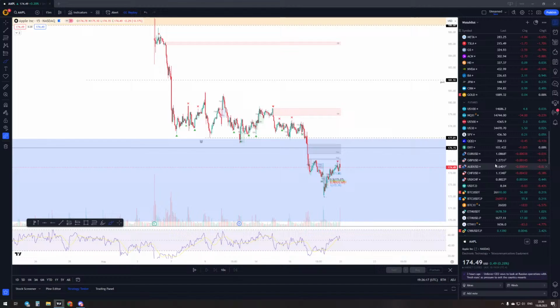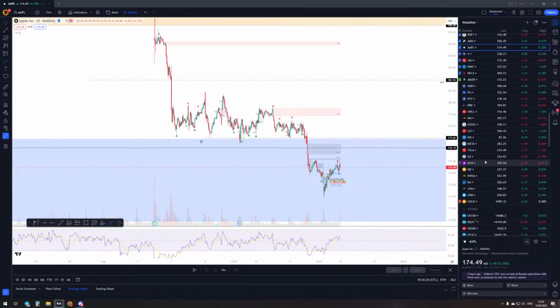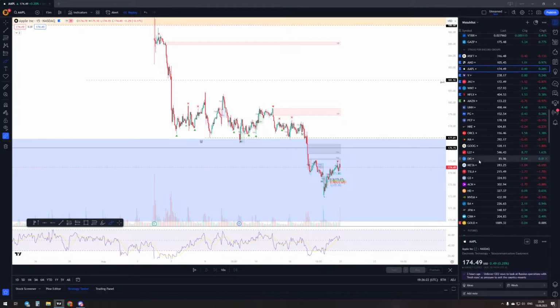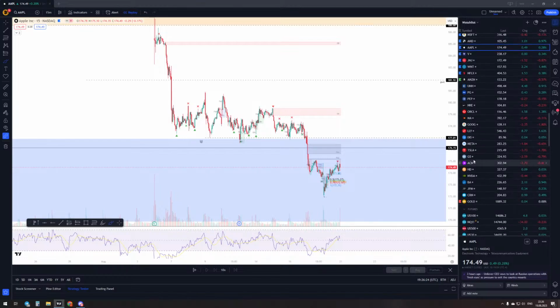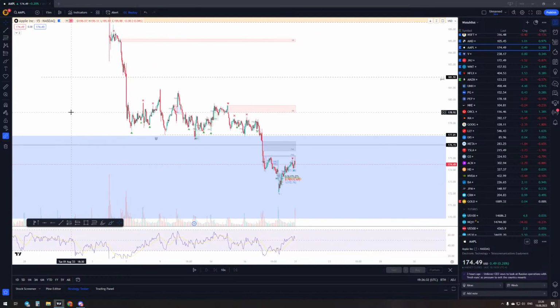But the thing is, about the stock market and crypto market, forex, everywhere you will see the same picture. So for example, here we still don't have a break of market structure because we need to go above this zone.